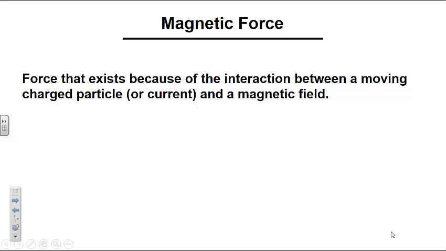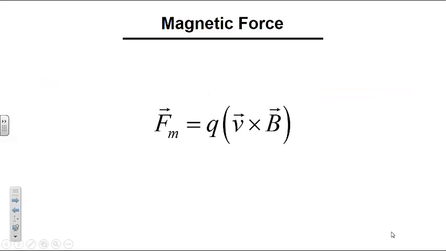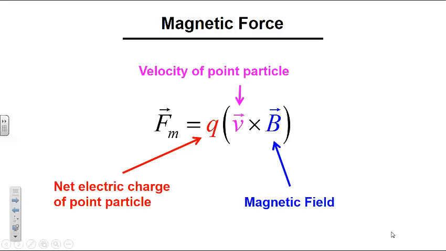The magnetic force results from the interaction between a moving charged point particle or current and a magnetic field. This is the equation for the magnetic force acting on a charged point particle. It depends upon the net electric charge of the point particle, the velocity of the point particle, and the magnetic field through which the particle is moving.